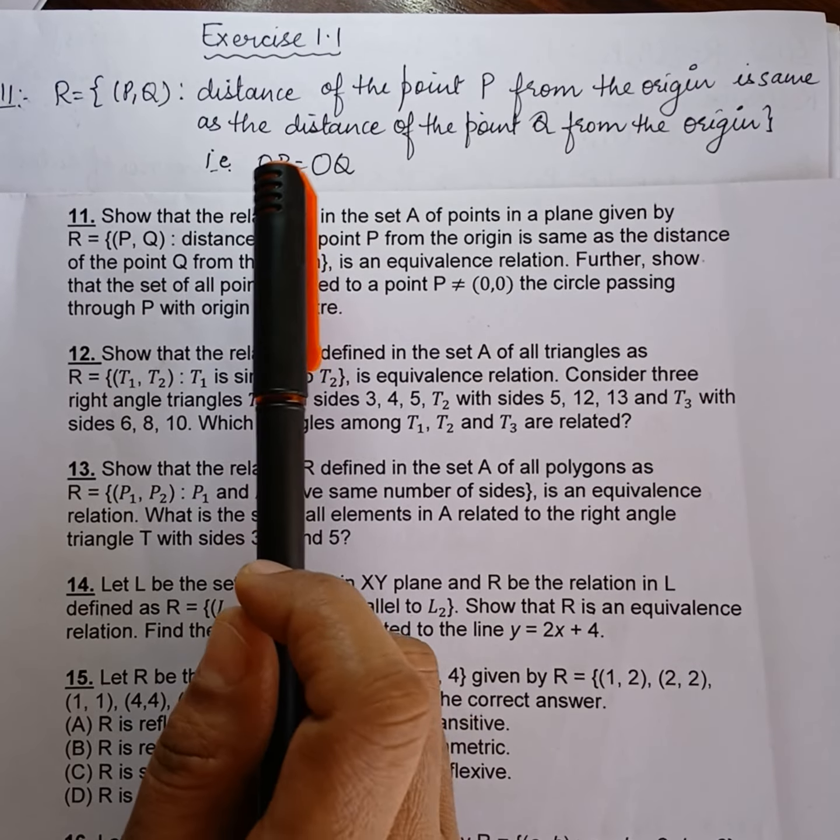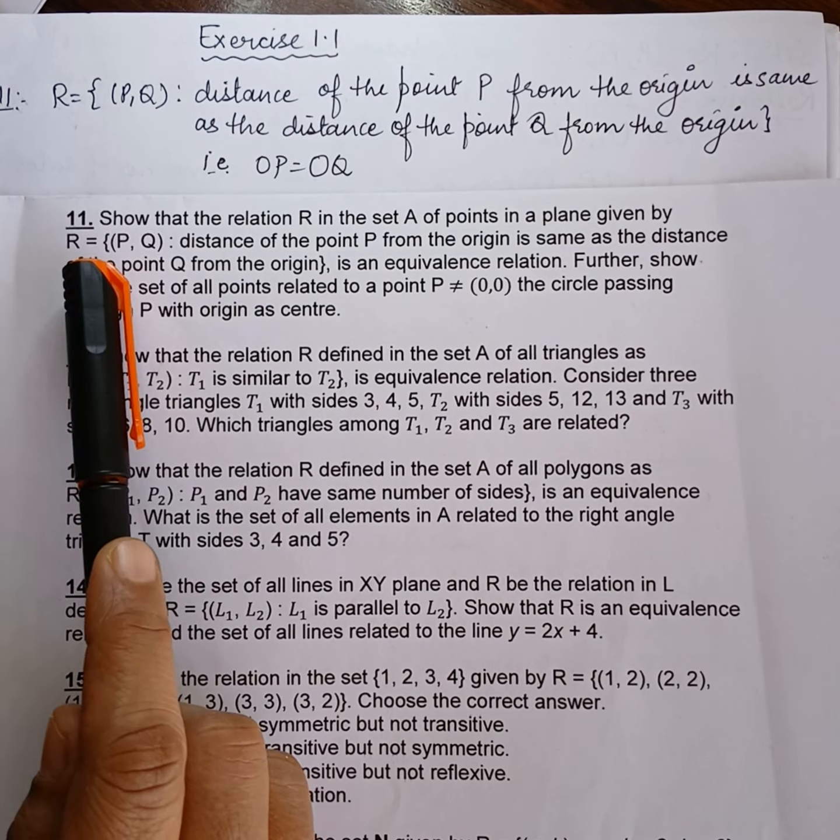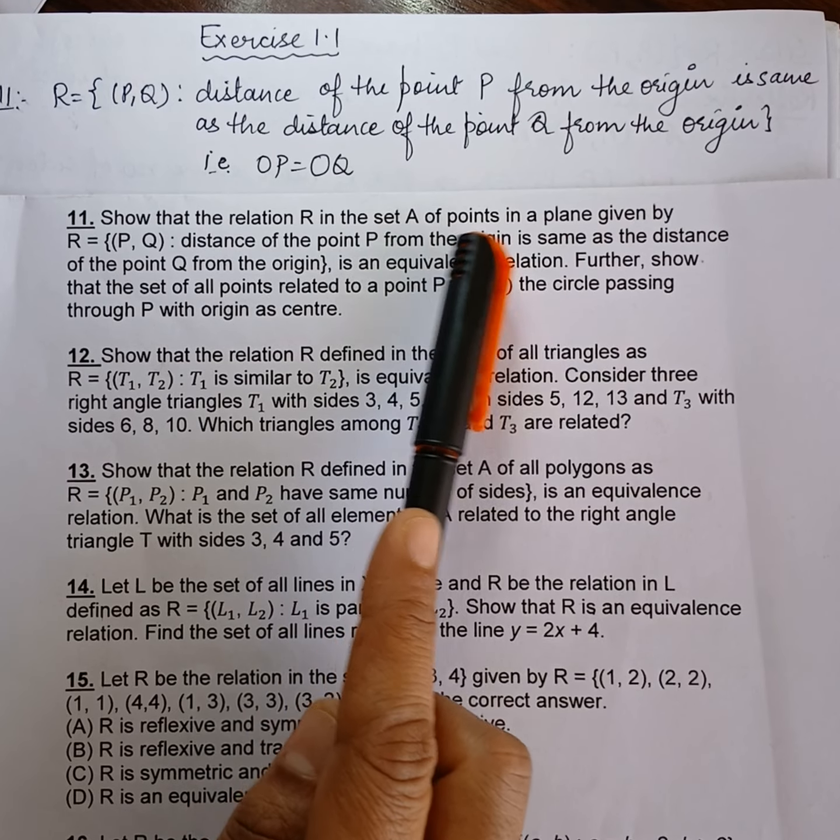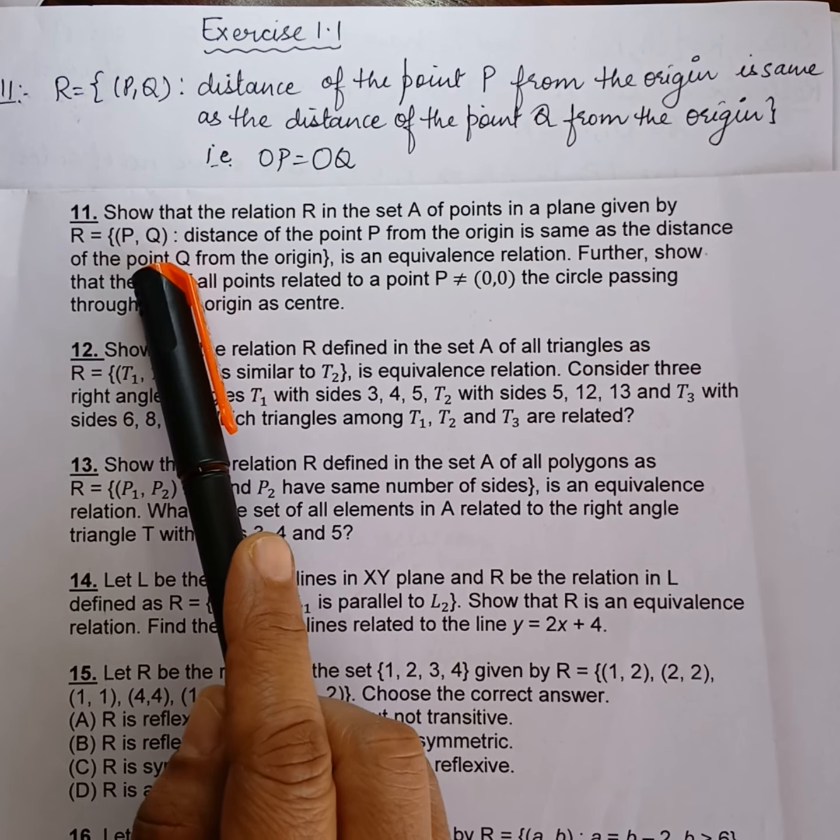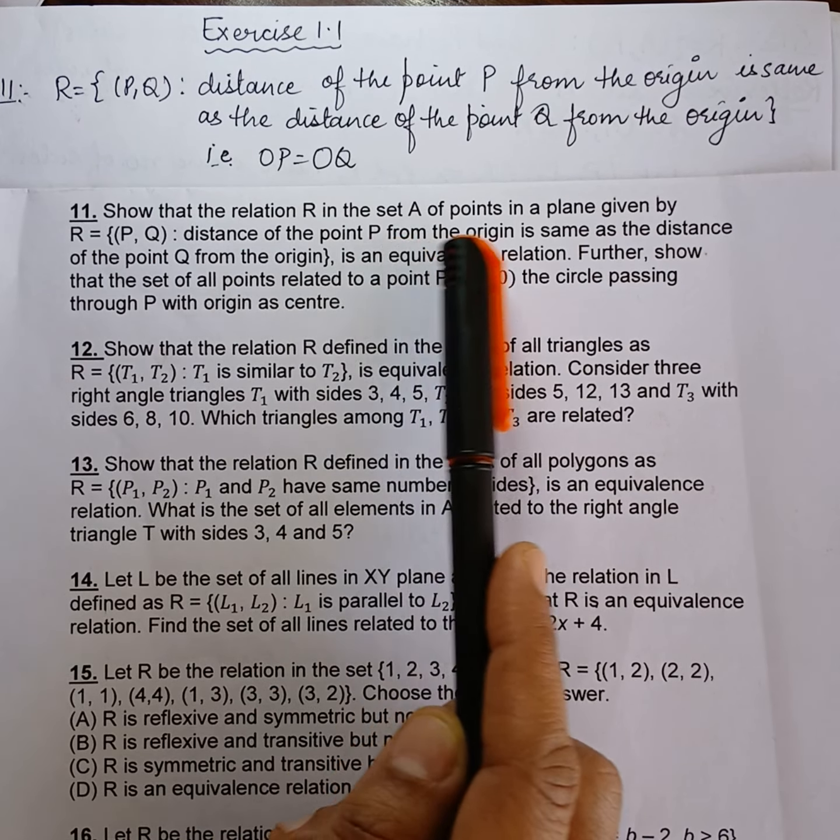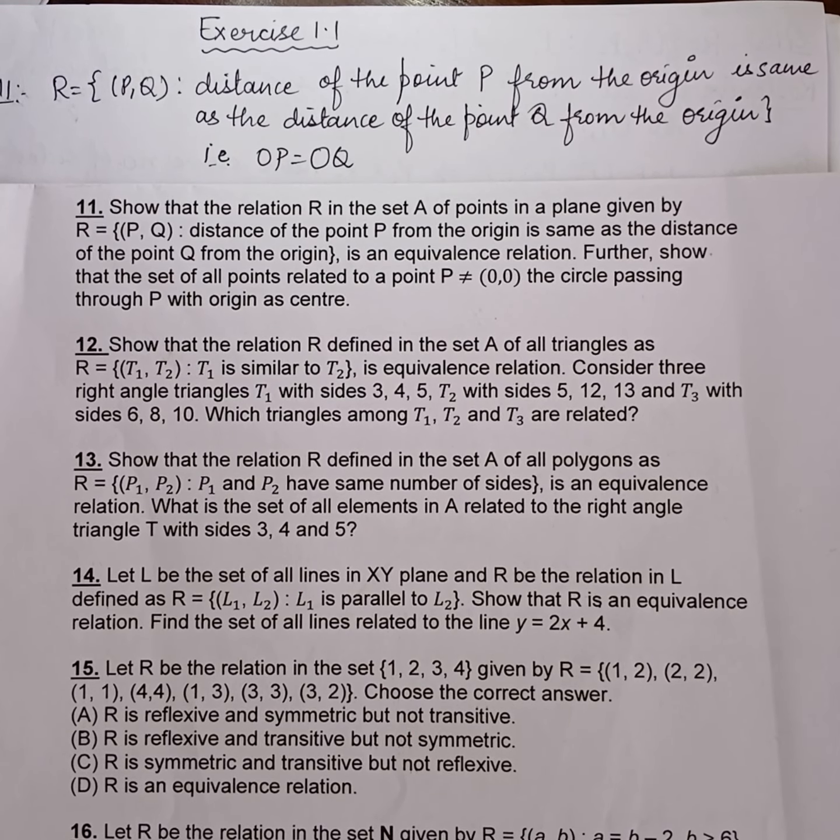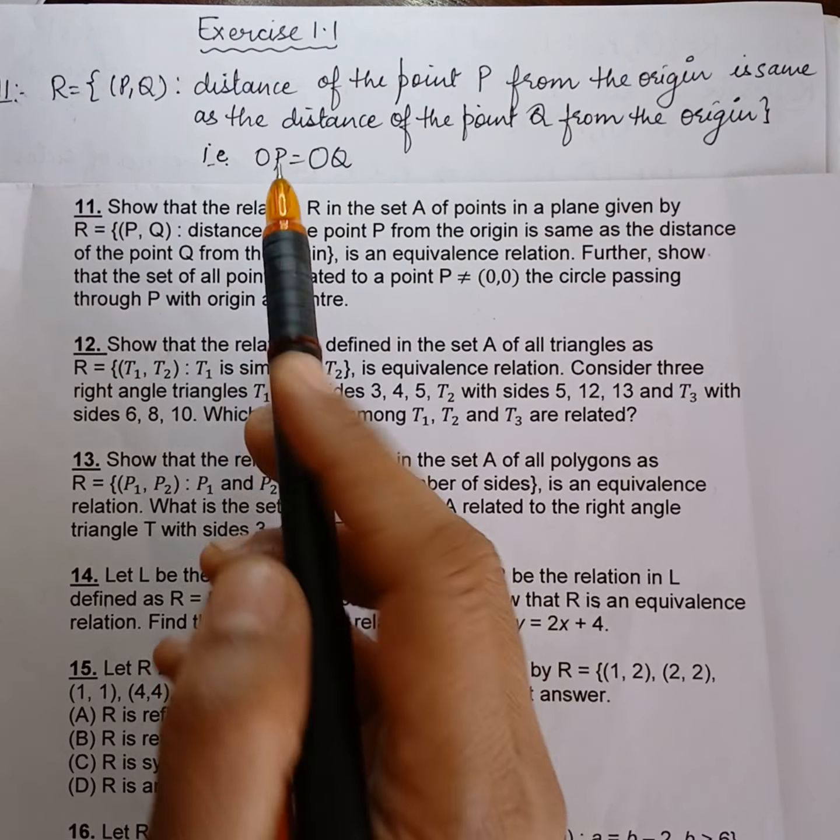Class 12, Chapter 1, Exercise 1.1, Question 11. Show that the relation R in the set A of points in a plane given by R, P, Q: distance of the point P from the origin is same as the distance of the point Q from the origin. What does it mean? It means OP is equal to OQ.